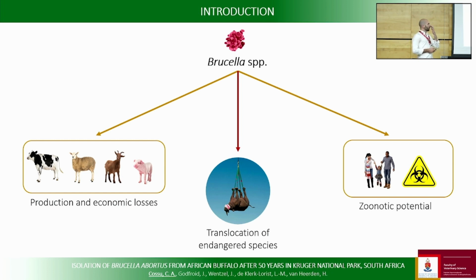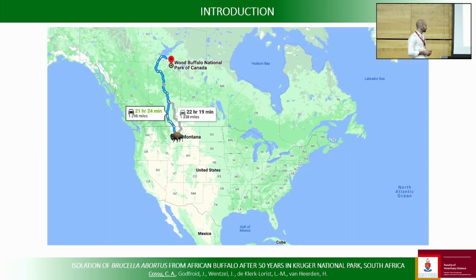Brucellosis also has an important zoonotic potential. It causes a chronic and incapacitating zoonosis. And this is the reason why it is also classified as a biological weapon of category B. What is less known is also the effect of Brucella on translocation programs, especially for endangered species, which can hamper the outcome of these programs.